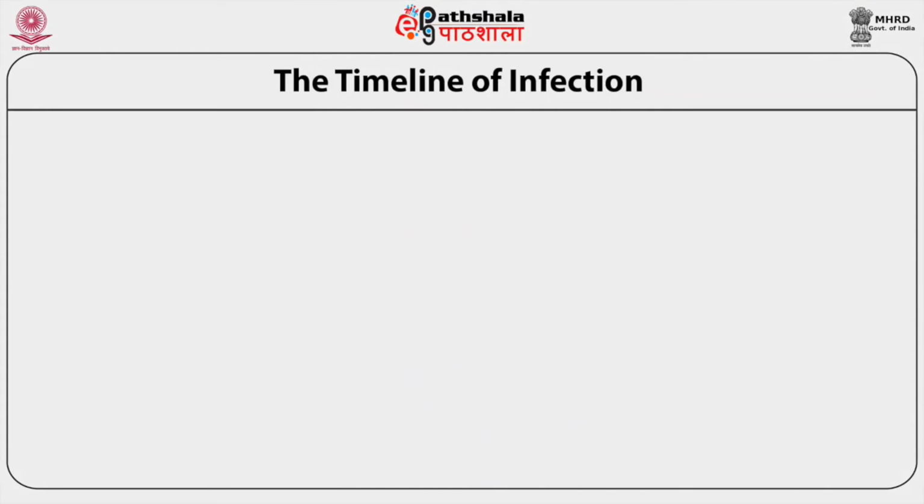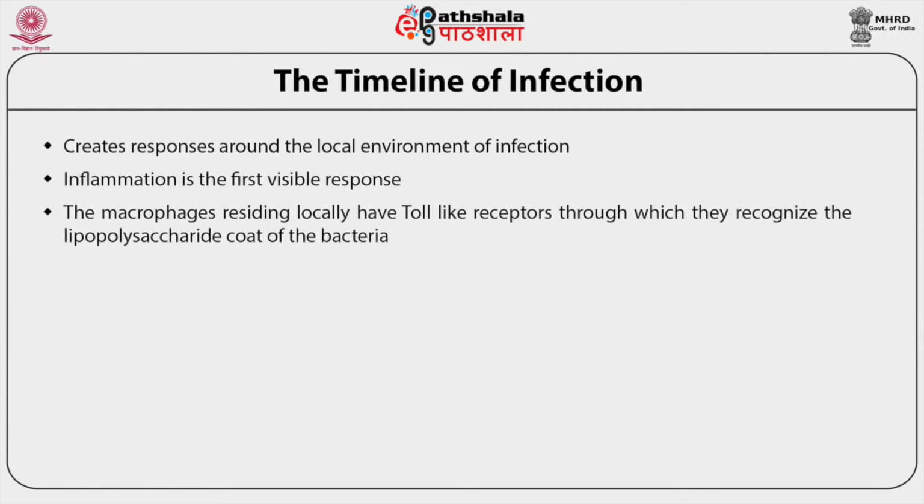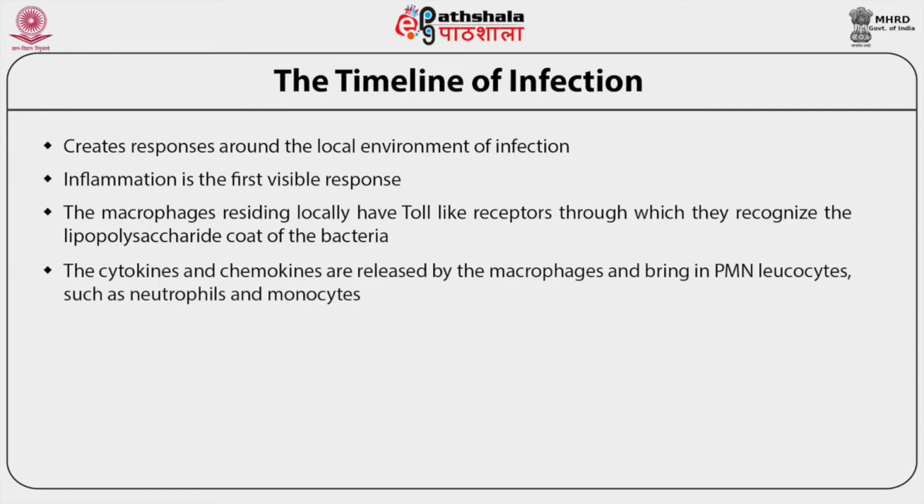The innate immunity first of all creates responses around the local environment of infection. In the case of bacterial infection, inflammation is the first visible response. The macrophages residing locally have toll-like receptors through which they recognize the lipopolysaccharide coat of the bacteria. The cytokines and chemokines are released by the macrophages and bring in PMN leukocytes such as neutrophils and monocytes. So far, this is all relatively non-specific in nature.